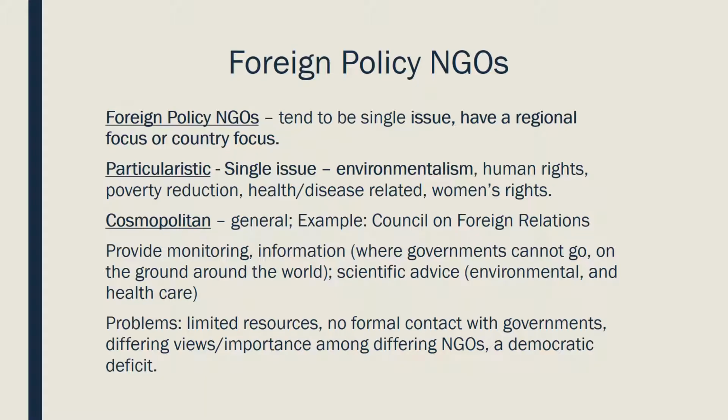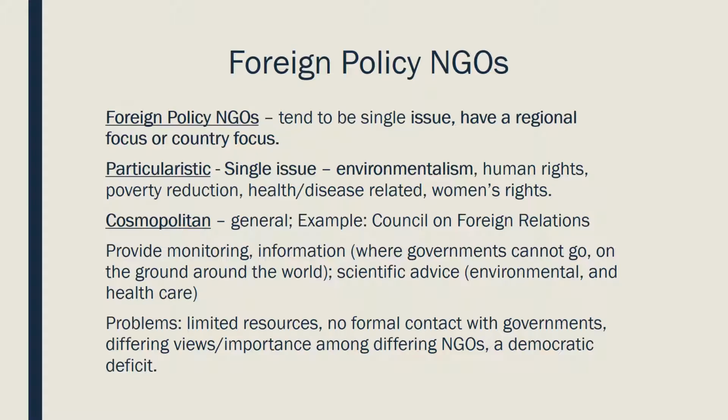But that doesn't mean that there aren't larger interest groups in U.S. foreign policy influence. Cosmopolitan groups are general, and they address any number of foreign policy issue areas. The best known example of a cosmopolitan group would be the Council on Foreign Relations. They address any number of issues and attempt to influence policymakers with policy papers, studies, and so on and so forth.